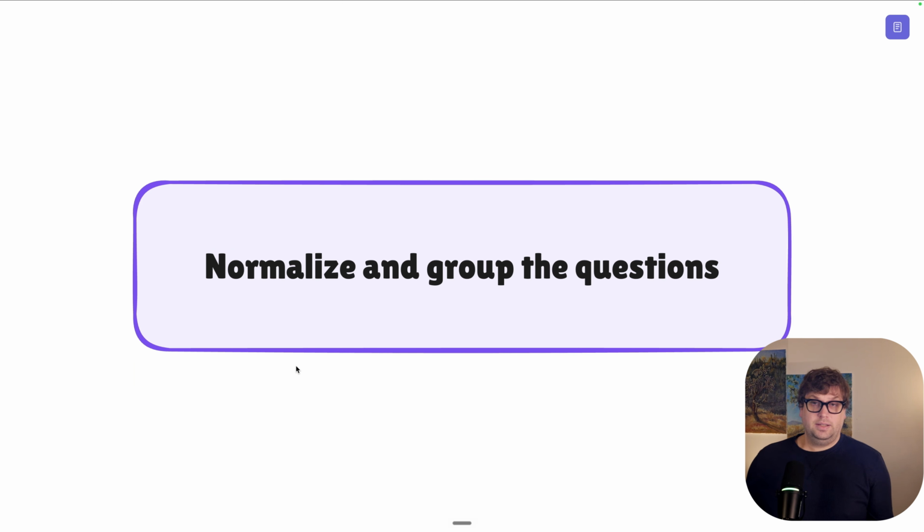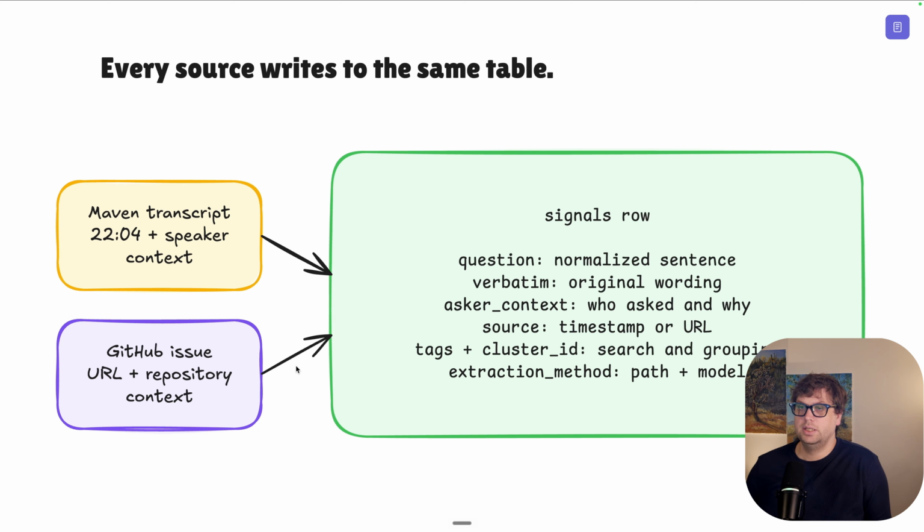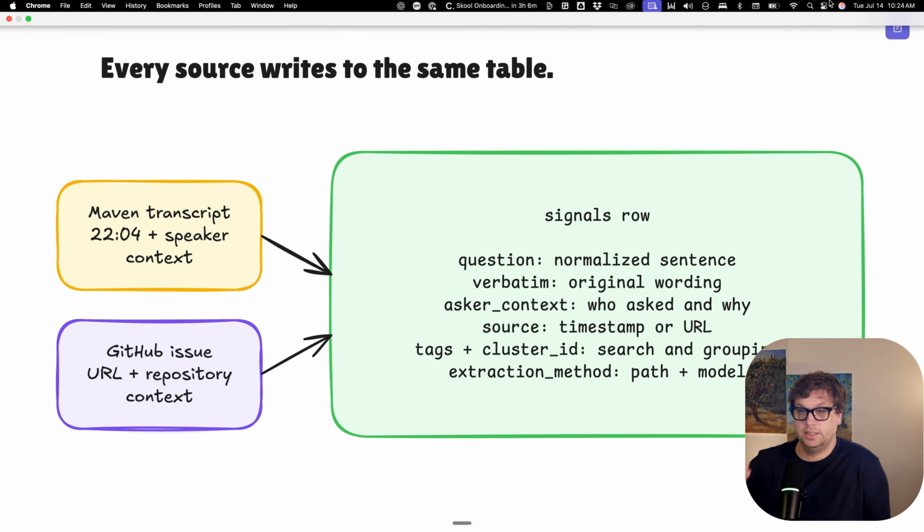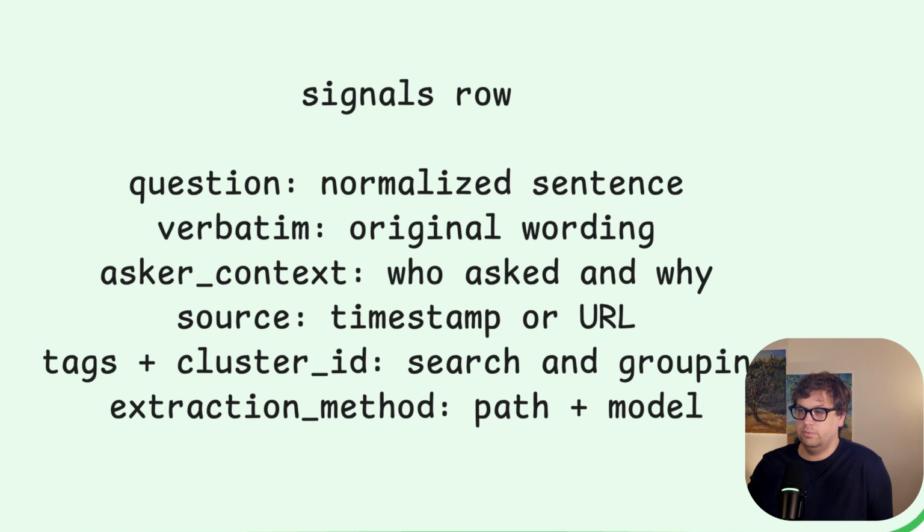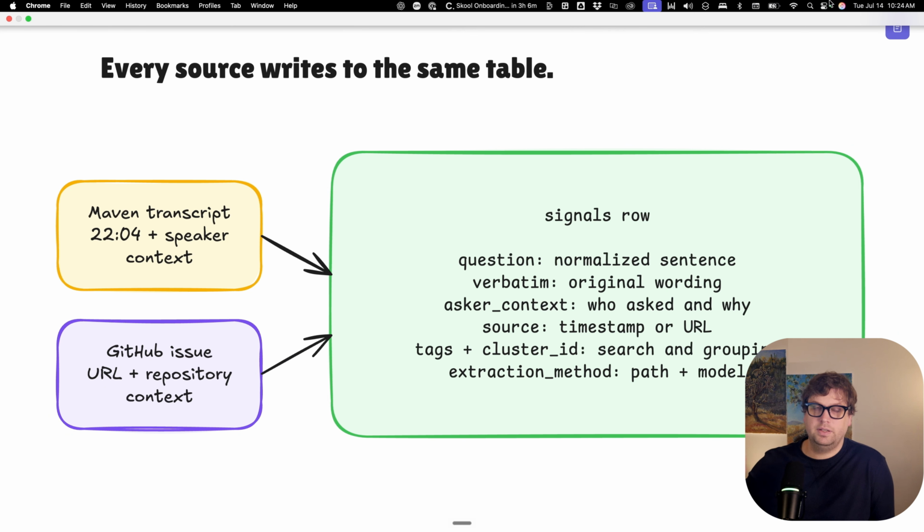Once I have these, I just have 6,000 questions. I have to do something with them. I can't look at 6,000 questions, or I guess I could, but it wouldn't be the best use of my time. So I need to normalize and group the questions. So the key of this is every single source is going to write to the same table row. I have verbatim, which is exactly what they said, who's asking it and why, what's the context around that, as well as the source. So I can jump to a timestamp or a URL, and this comes from Maven and GitHub and X. They all go to the same place.